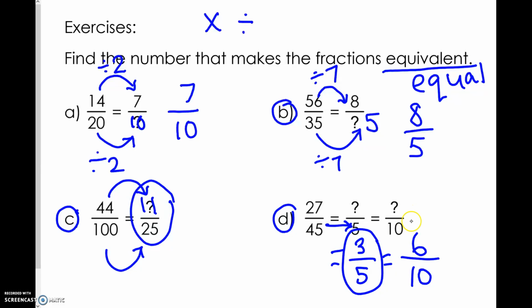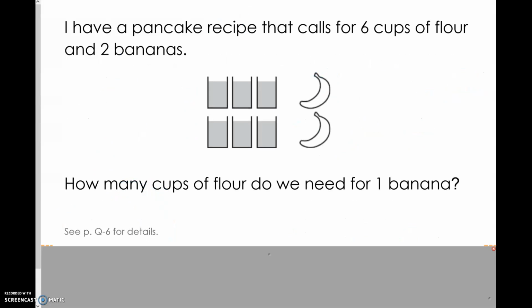Next, they would like a denominator of 10. 5 times 2 is 10. 3 times 2 is 6. It is also equivalent to 6/10. I have a pancake recipe that calls for 6 cups of flour and 2 bananas. How many cups of flour do we need for 1 banana?